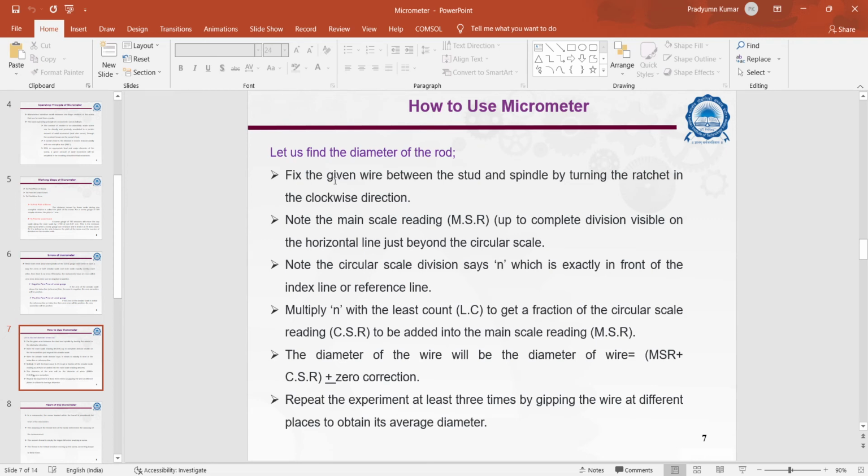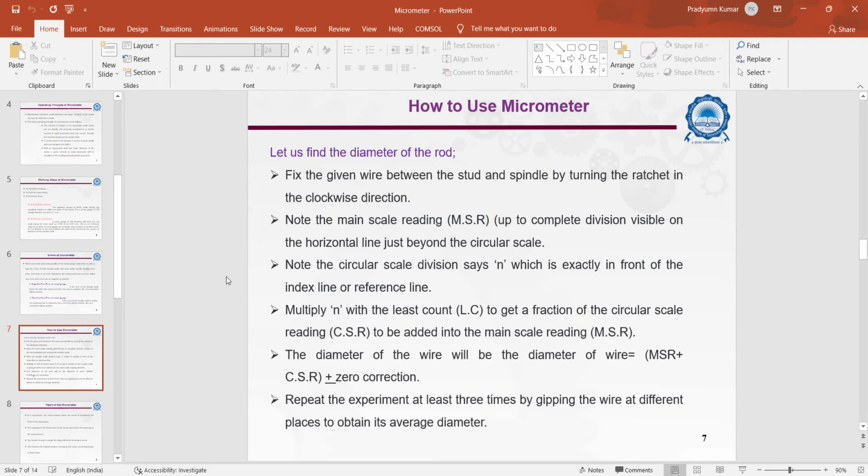First, fix the given wire between the stud and spindle by turning the ratchet in the clockwise direction. Note the main scale reading up to the complete division visible on the horizontal line just beyond the circular scale. Note the circular scale division, that is N, which is exactly in front of the index line, the reference line.